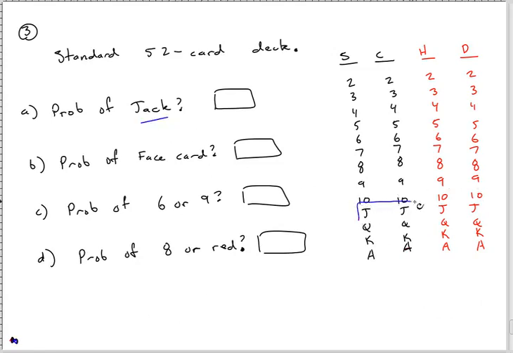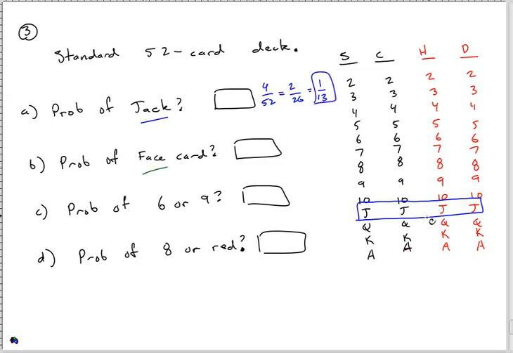Well, we got these jacks here. I'm selecting jacks. There's 4 selected out of 52. You can reduce that down to 2 out of 26 or 1 out of 13. And I think they're going to want the fractions here, so I'm just going to do the fractions. Makes it easy. The next one, what's the probability of a face card?